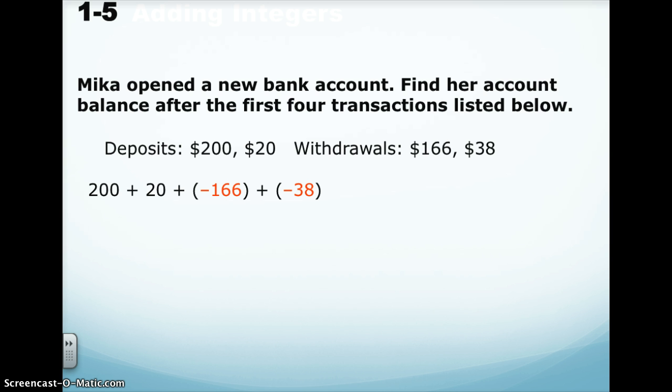To combine, we'd add left to right, so 200 plus 20, and then we could add our negatives together. 200 plus 20 is 220, and then negative 166 plus negative 38, again we add the two numbers, keep it negative. And now we're combining 220 positives with 204 negatives. So if you think about canceling out those 204 negatives, we'll be left with a positive number, and when we subtract, we have 16.